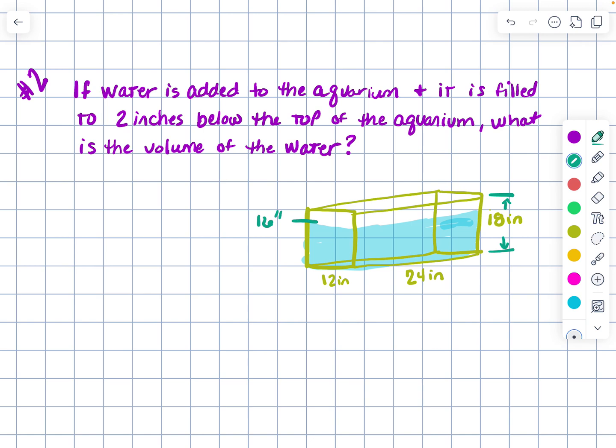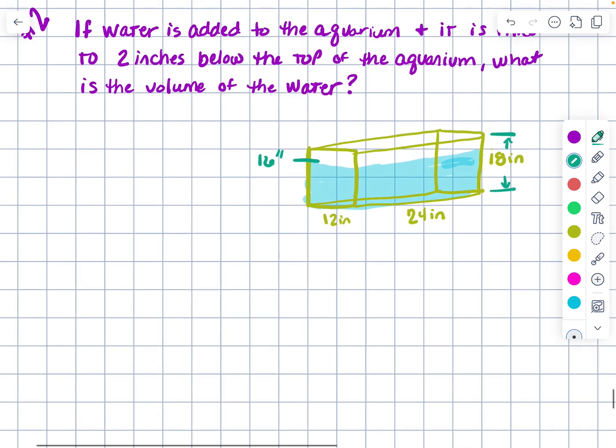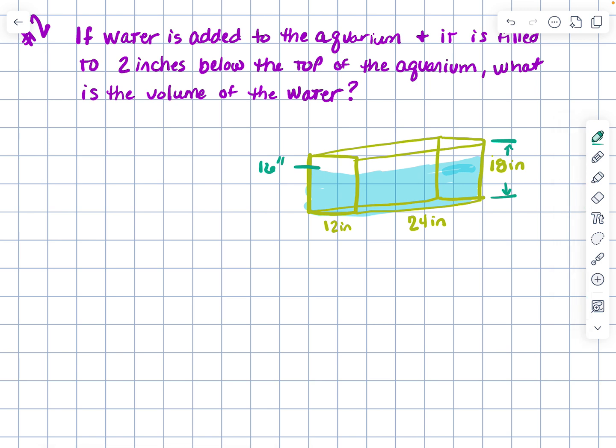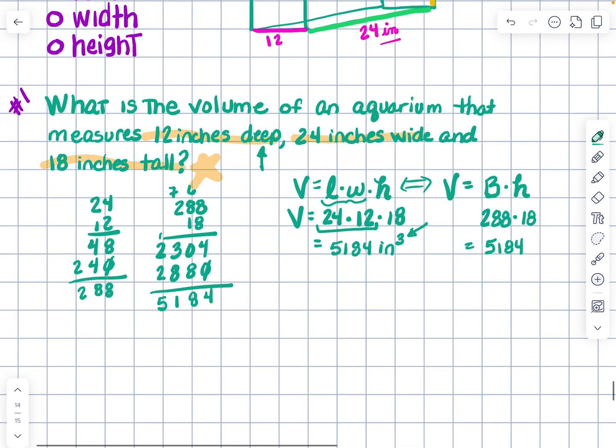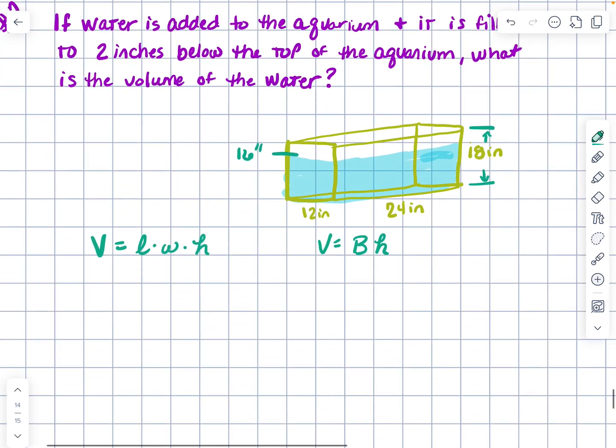So the volume of the water is going to be a little bit lower than the volume of the aquarium. So again, let's go ahead. Volume equals length times width times height. Guess what didn't change? Our base, right? So the area of the base is still, go back up here, is still 288. Right? That's the area of our base right there, 288.